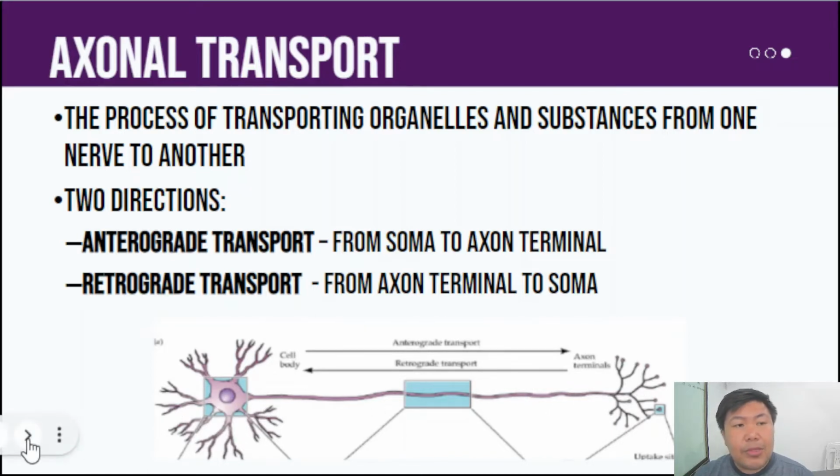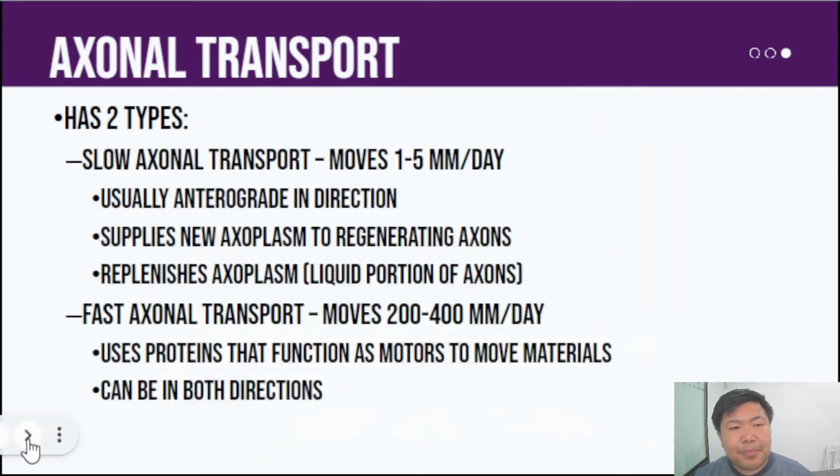Now, there are two types of axonal transport. First is slow axonal transport, and the second one is fast axonal transport. When we say slow axonal transport, the movement of substances and organelles only happens around 1 to 5 millimeters per day. If you have a ruler, and if you check it out kung gaano kahaba yung 1 to 5 millimeters, it's really super short, no?